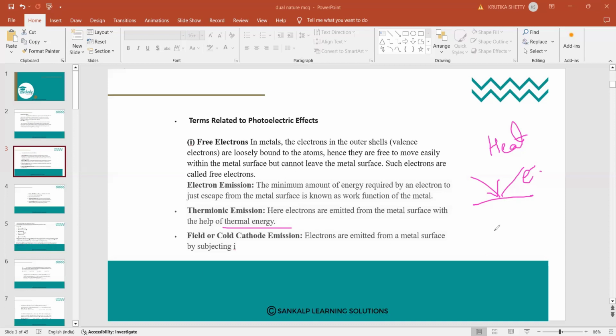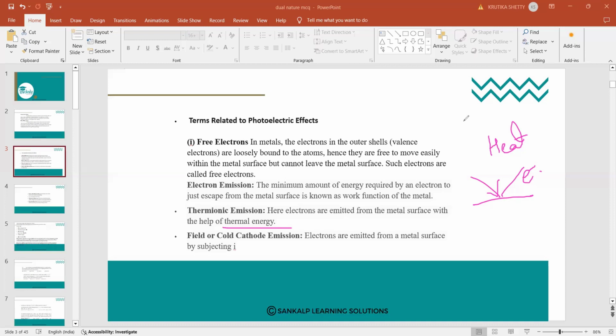Yes, what do you mean by field emission? Whenever there is a process of emission of electrons from the metal surface when a strong electric field is given to the metal surface, the electrons will come out of the metal surface. So this phenomenon is called field or cold cathode emission.